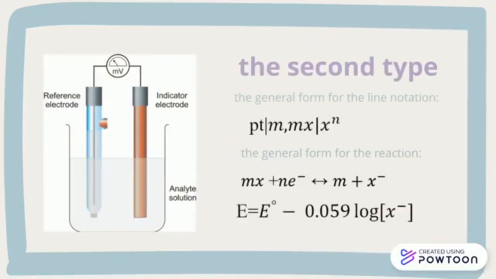In this type, the metal is covered by a layer of hardly soluble compound of this metal, such as a salt, oxide, or hydroxide, and it's immersed in a solution containing the same anion of this compound. The equilibrium potential of this electrode is a function of the concentration of the anion in the solution. And here's the general form for the line notation and the general form for the reaction.